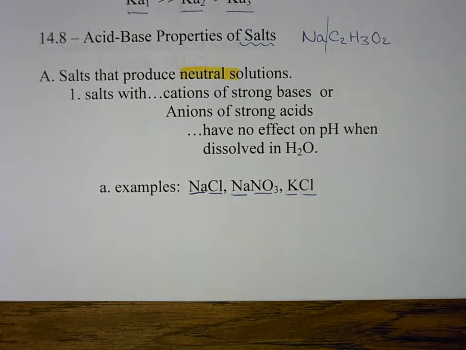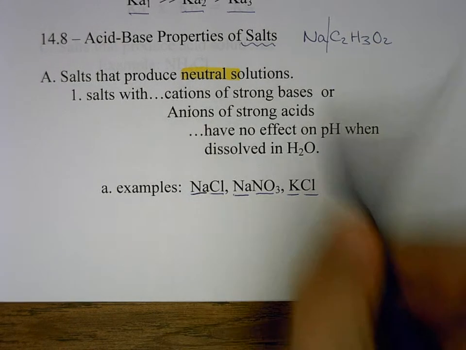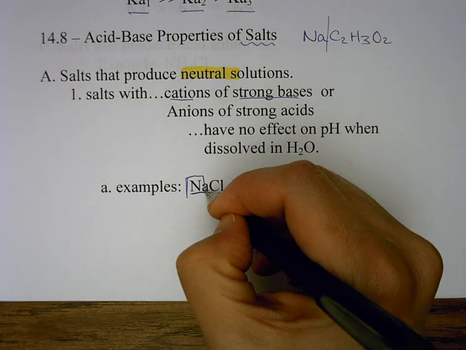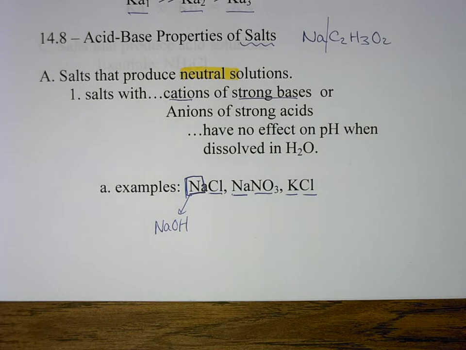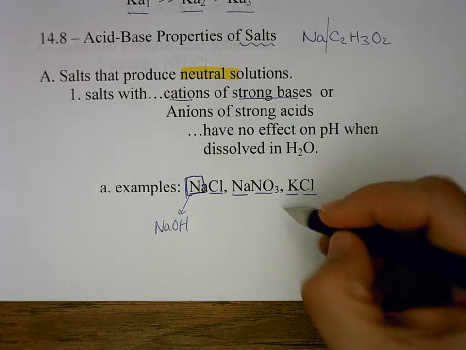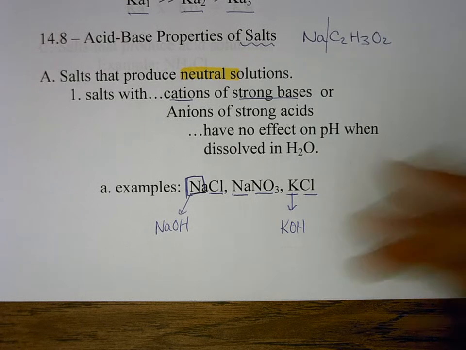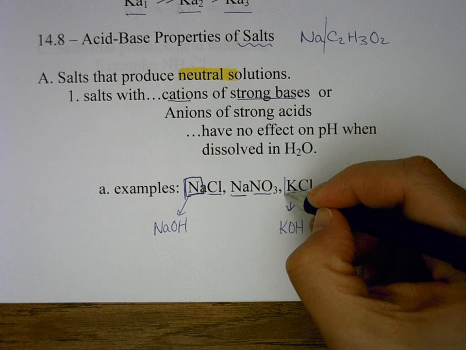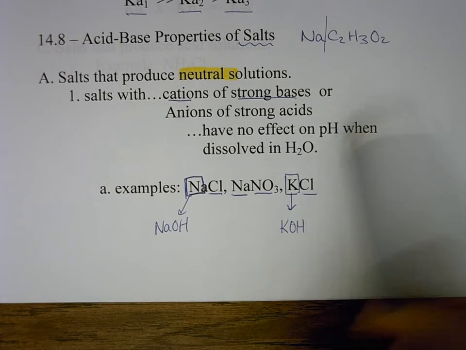So the general rule is that if you have a salt that has a cation of a strong base, what that means is like Na. I know that Na could be the cation of sodium hydroxide. Sodium hydroxide is a strong base. Potassium, so you want to think about basically if it's a base and it's attached to hydroxide, would it be strong or would it be weak? Potassium hydroxide is a strong base. And so cations of strong bases have no effect on the pH whatsoever.